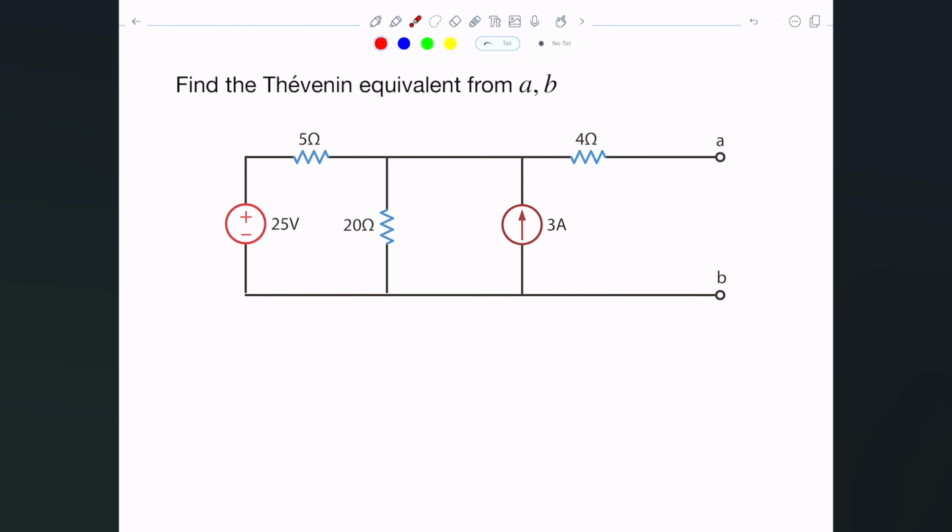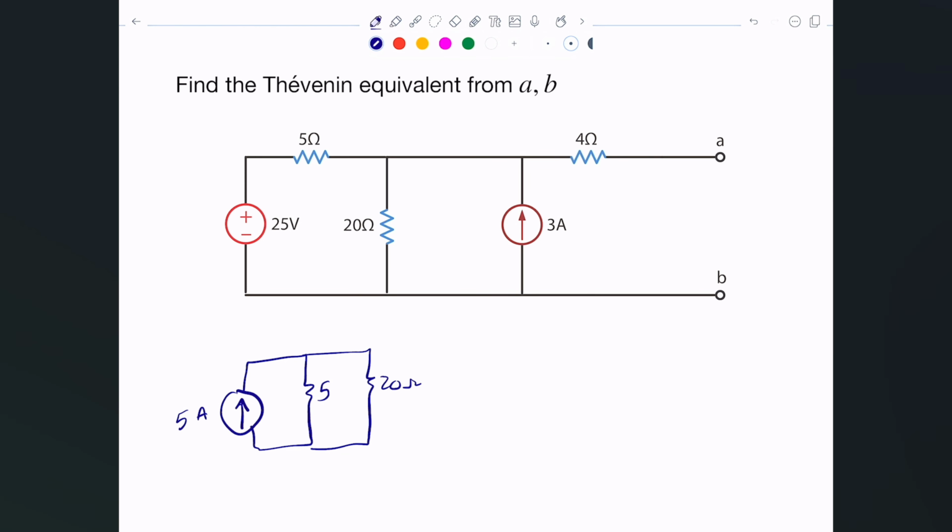I'll start by saying, okay, I'll make sure to preserve the A and B, so I'll do some sort of transformation. I believe I can either do the source transformation for these two or these two. It's up to you. Let me just do the 25 and the 5. So the 25 and the 5, we can just do this here, and that becomes in parallel with a 5. And of course the current will be 25 divided by 5, and that's basically 5 amps. Okay, and that's in parallel with 20 ohms, and that's also in parallel with another current source, and that's 3 milliamps or 3 amps. And then we have the 4 ohms in here, and then this one here is A and this one here is B.